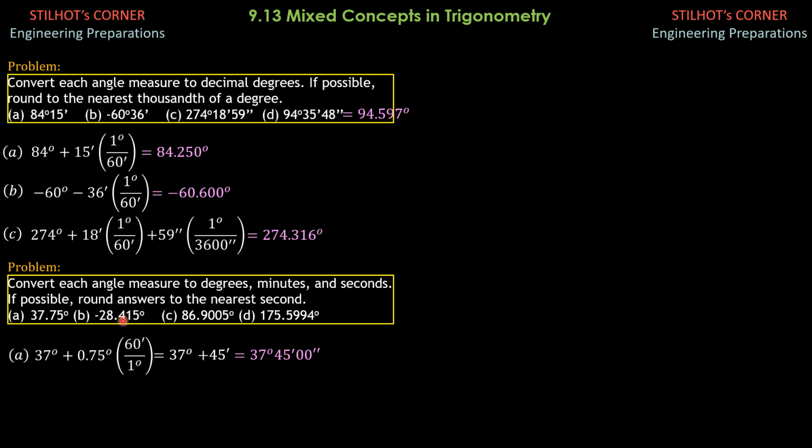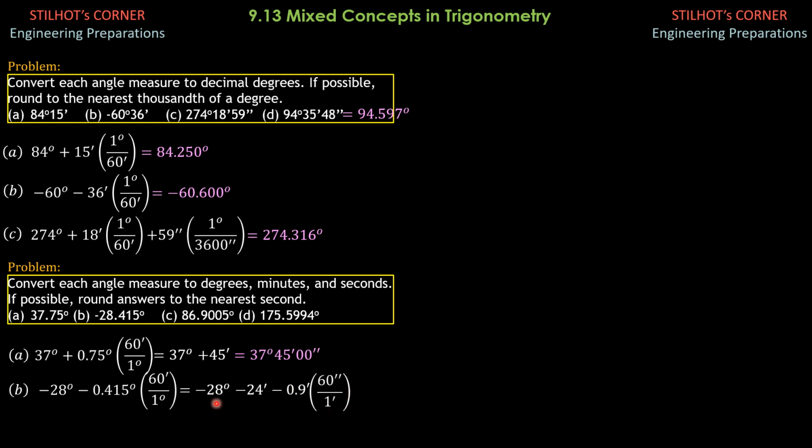For B, negative 28.415 degrees, so that's negative 28 degrees, negative 0.415 degree times 60 minutes per degree. And let's find the result of this. There may be a decimal part of a minute. So negative 28 degrees, negative 24.9 of a minute. So this negative 0.9 of a minute should be converted to seconds by multiplying by 60 seconds per minute.